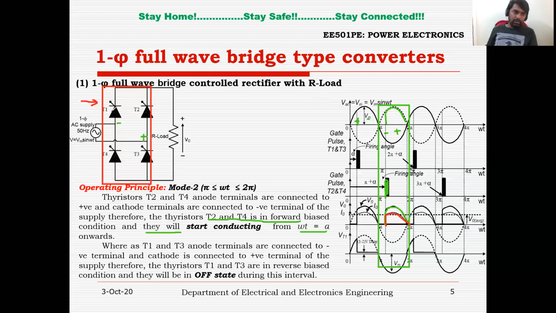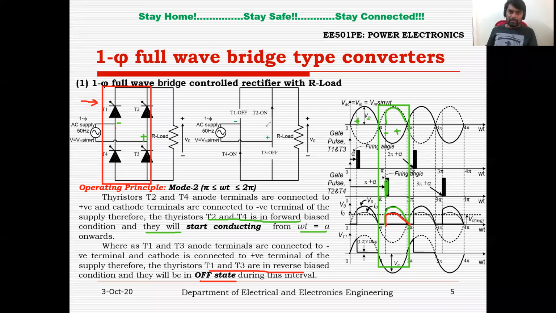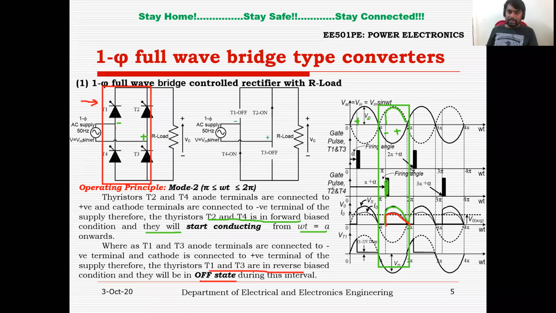And if you see the behavior of thyristor T1 and T3, T1 anode is connected to negative, T3 cathode is connected to positive. So these two devices will be in a reverse biased condition, and they will be in off condition. Right, now you can see the equivalent circuit. So the triggering pulse to T2 and T4 is given at pi plus alpha. So from that point onward, they will be in conduction state.